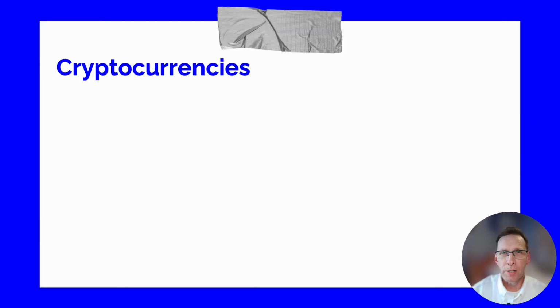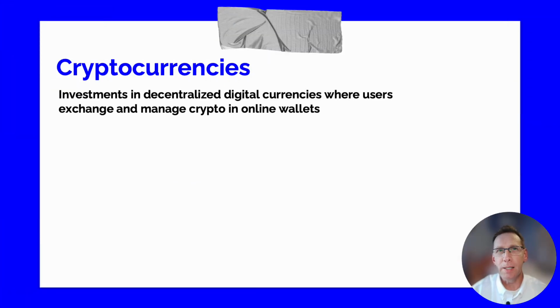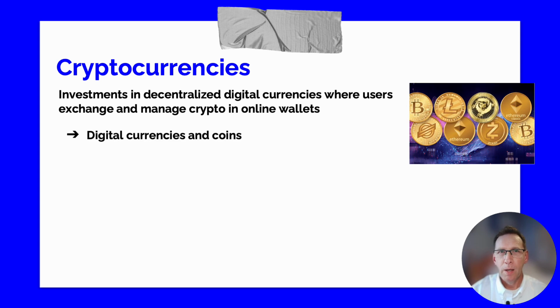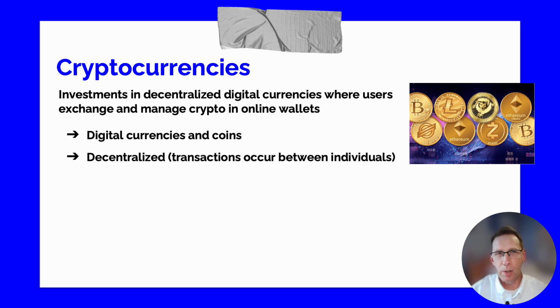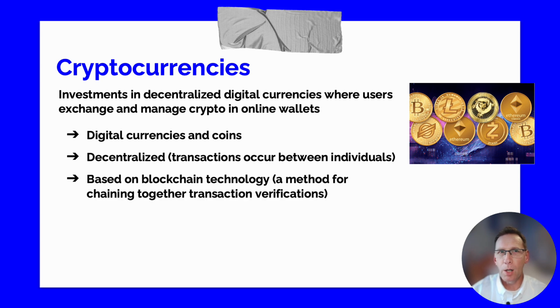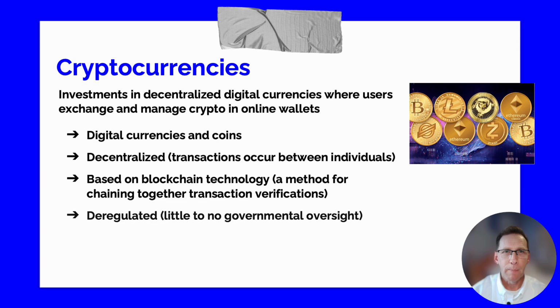Finally, cryptocurrencies. These are investments in decentralized digital currencies where users exchange and manage crypto in online wallets. There are all types of digital currencies and coins. It is decentralized, and the transactions occur between individuals. It's based on blockchain technology, which is a method for chaining together transaction verifications. It's deregulated, meaning there's little to no government oversight. It is high risk, but potentially high returns.